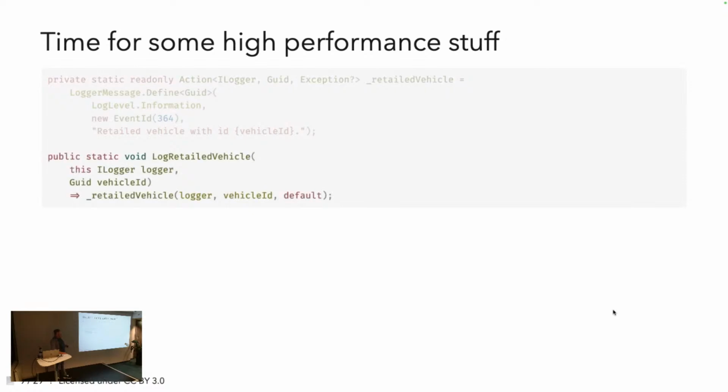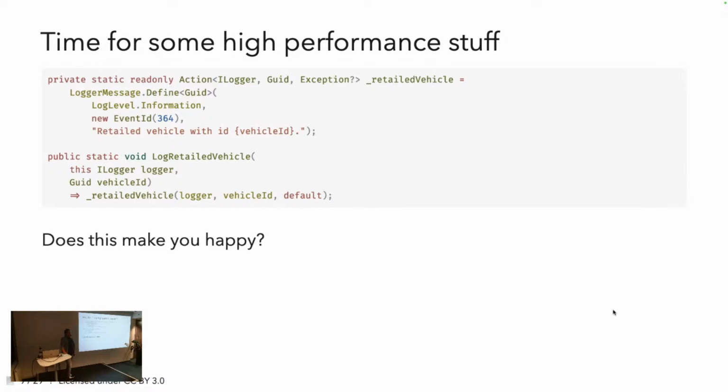So we define an extension method on the ILogger interface for convenience reasons, so we can easily use it. We put the parameters in there, and then we can use that one. And of course, exception, we don't need that in this case. So we just put default there. Does this make you happy?